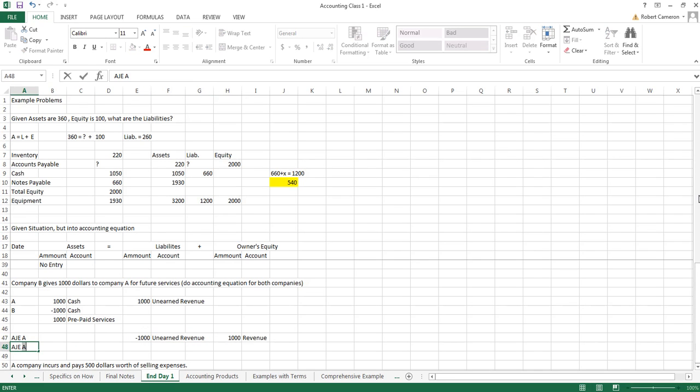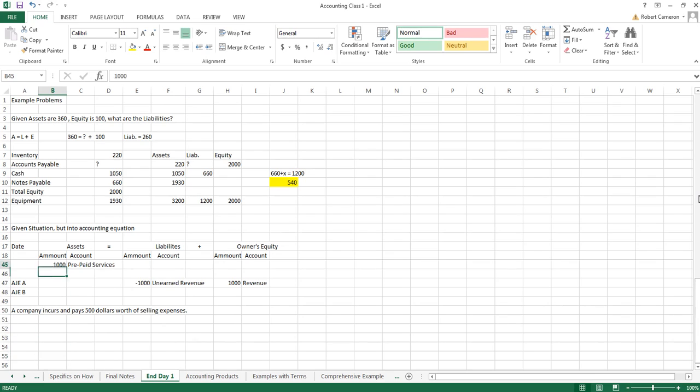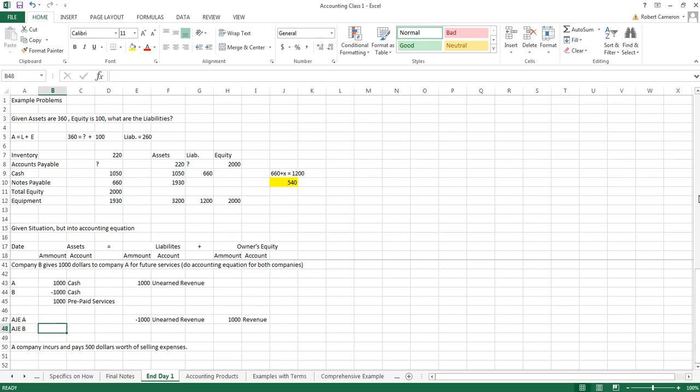Now the adjusting entry for B, they had $1,000 cash, $1,000 in prepaid services. They never expensed anything yet, but they already showed the cash. So now the company performs it. So negative $1,000 in prepaid services, and then over here, negative $1,000 in, we're just going to call this service expense.